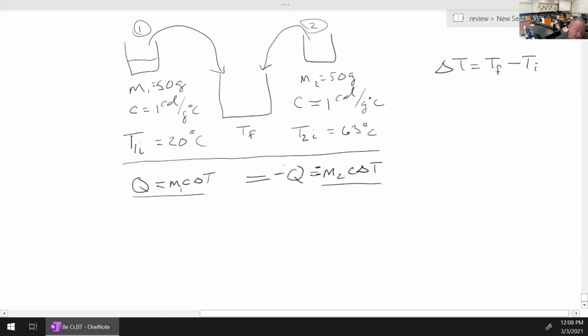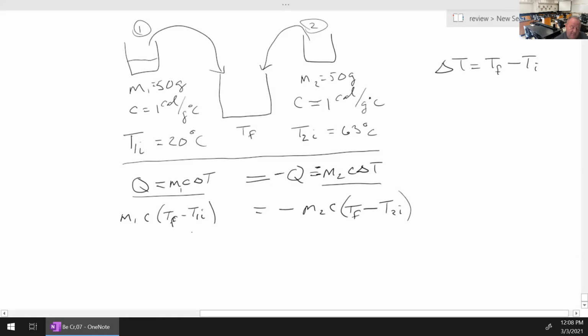Okay, now let's expand delta T on both sides. So on the left, we have M1 C (TF minus T1I). And that is going to be equal to minus M2 C (TF minus T2 initial). That's an F there, let me make it clear. Okay, well, that's progress.